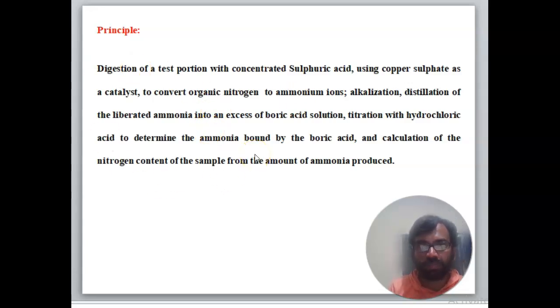The first principle is the digestion of the test portion with concentrated sulfuric acid. That is the first point. And that heat is maintained by adding copper sulfate, one of the catalysts. Then that catalyst will convert the organic nitrogen into ammonium ion. Those ammonium ions are trapped in a boric acid solution. Then titration with hydrochloric acid shows how much ammonia was released from our substance.